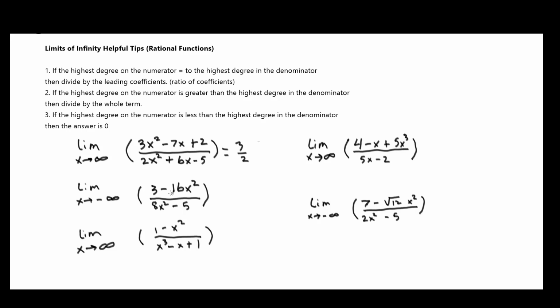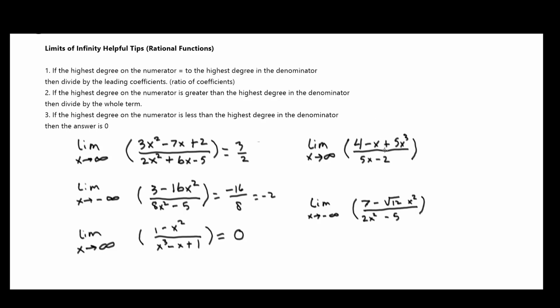Here's another quick example of that. You have 3 minus 16x squared, and that matches the highest degree in the denominator, which is 8x squared. Once again, you would just divide negative 16 over 8, and your final answer is negative 2. When the degree in the denominator is higher than the degree in the numerator, your answer is always going to be 0. This is the third rule here. So this limit going to infinity is 0.